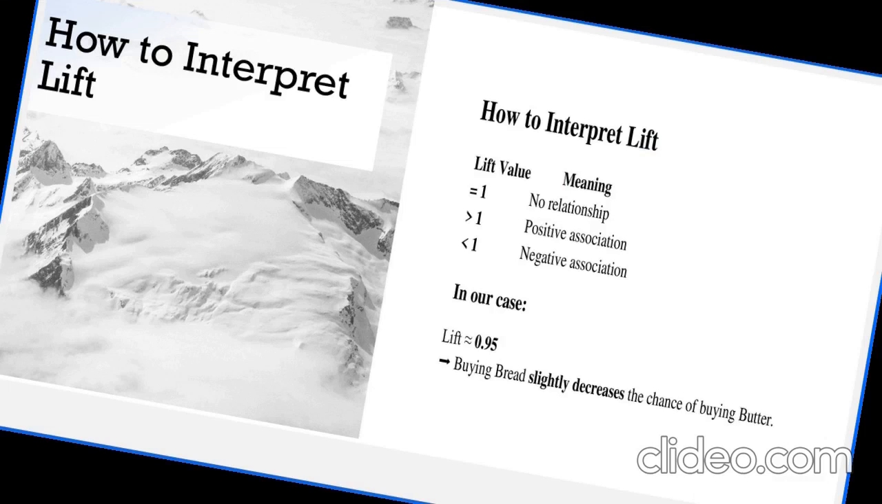Based on the value of the lift, we determine whether the rule is valid or not. We frame the rule A implies B, that is, bread implies butter. That means the people who bought bread also bought butter. That is the conclusion we got. Whether this rule is valid or not, now we are going to check. We received the value 0.95, which is less than 1. That means a negative association is given here. So the chances are very low. The people who bought bread don't buy butter. That is the conclusion we draw.